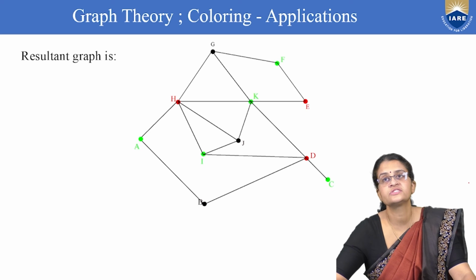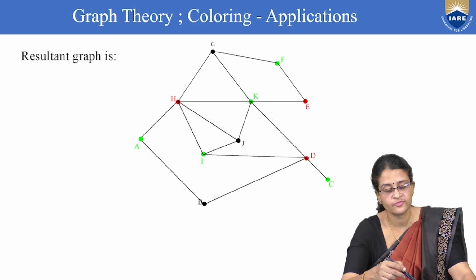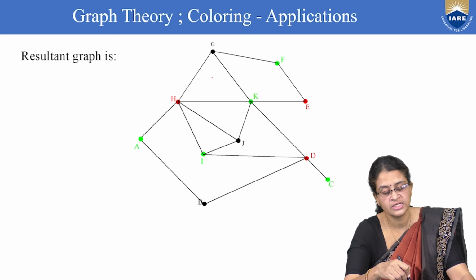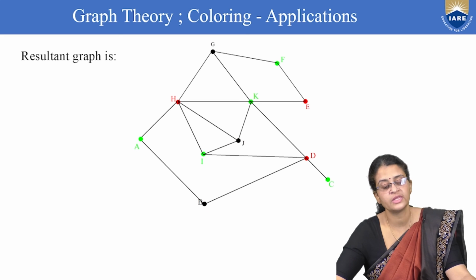And the resultant graph looks like this. And now the vertices we are left with are G, J, and B. These can be colored with any color because neither of them are adjacent. So any color can be used to color these vertices.